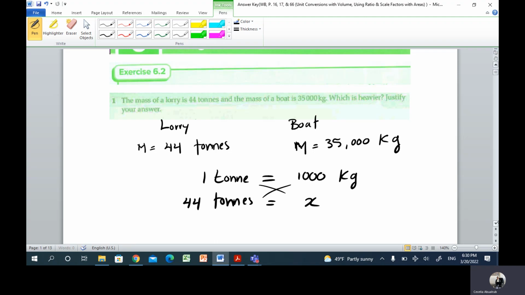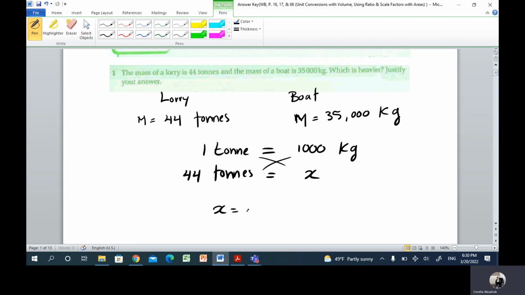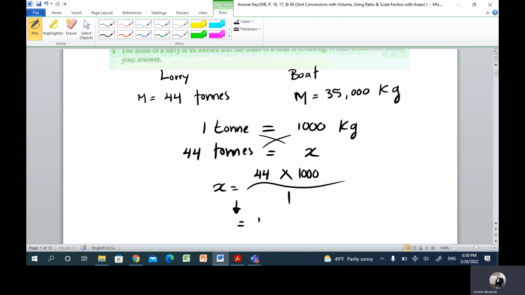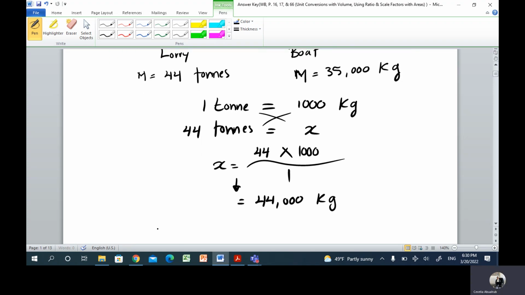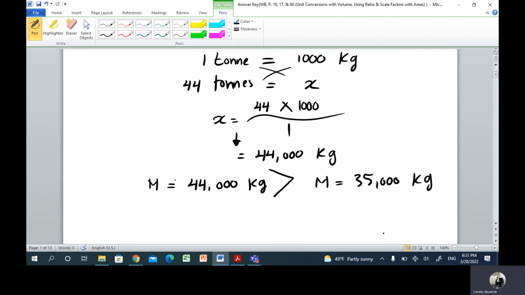I'm going to cross multiply to find my unknown. So x is equal to fraction line. What is the x multiplied by? It's multiplied by 1. What are the other two numbers? 44 and 1,000. They go up, multiplied by each other. Accordingly, this is equal to 44,000 kilograms. And so we can say here that the mass is equal to 44,000 kilograms, and the mass here equals to 35,000 kilograms. And now I can compare between them using the sign less than, greater than. So 44,000 kilograms is greater than 35,000 kilograms.